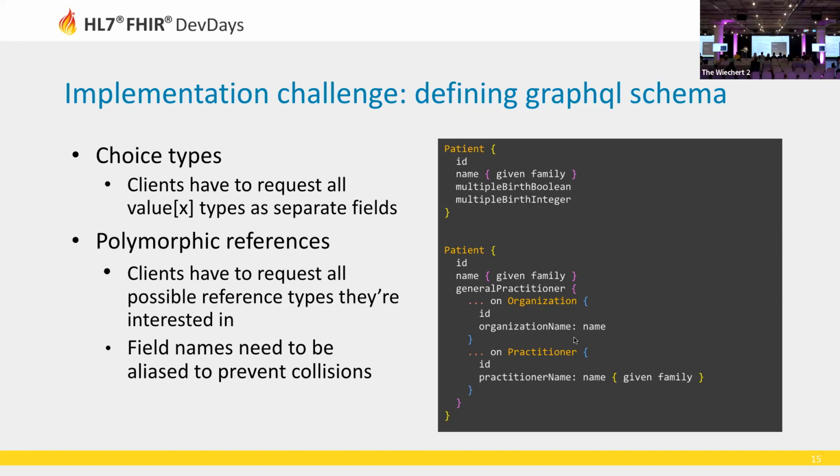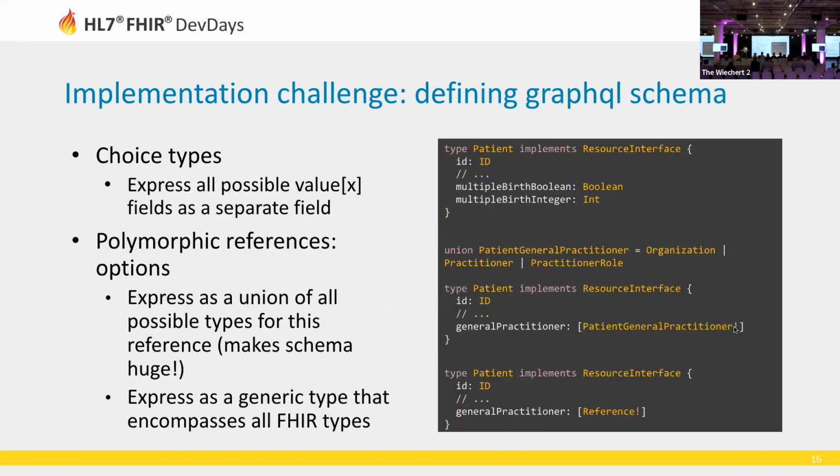So if you just directly request name on both organization and practitioner, GraphQL is going to complain and say the type is different. We can't return this result. And so what you have to do is you have to alias these so that they come back as different fields in your response. These are all things that we learned the hard way, so we're sharing that.